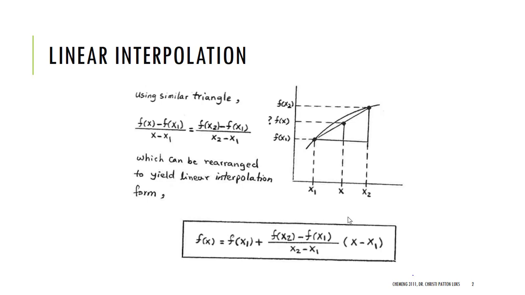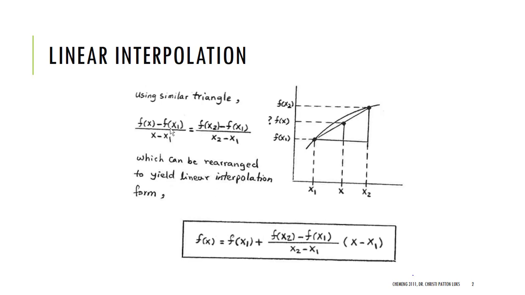The idea is based on similar triangles. So if you have two data points that you know, x1 and x2, and you're trying to estimate what f of x is for some value near there, then you can draw a set of triangles. And using the concepts of similar triangles, we can say that the slope of this line has to be the same for all points. We can use this to estimate f of x, our unknown. And this formula here shows that.